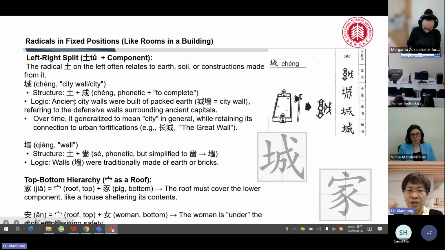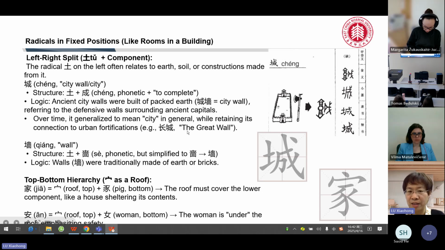So in ancient cities, the city walls were built of packed earth. This indicates that 城 in ancient times, the city wall was built of packed earth, and with the word 土 on the left side, that's the city wall. So it refers to this kind of defensive walls surrounding ancient capitals. Originally, 城 was used to protect the capital. Over time, it generalized to mean city in general, but it still retained the connection to urban fortification. So it still has the meaning to protect or to defend the city.